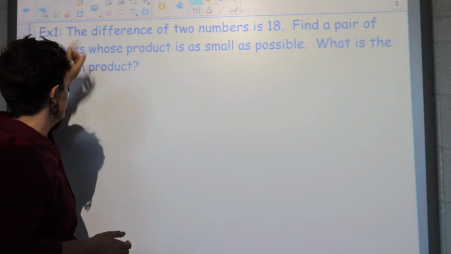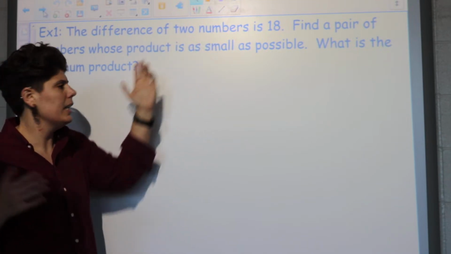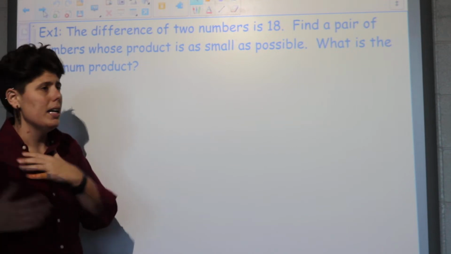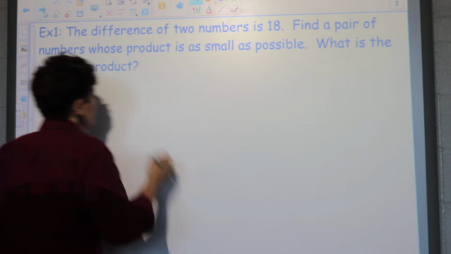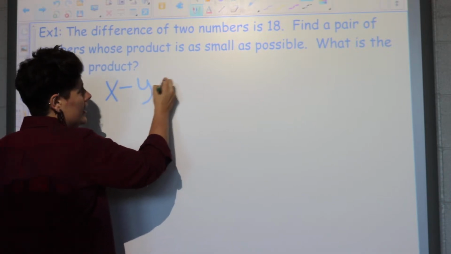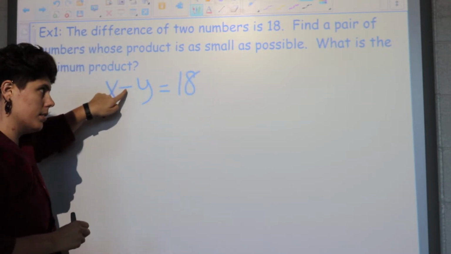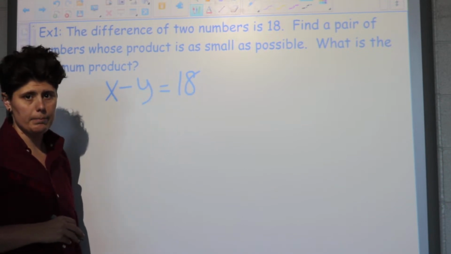So it says the difference, that means subtraction, of two numbers. Any two numbers you want. Now when I have unknowns, I like to go to x and y. If you want to use a and b, it's up to you. But I know that some number x minus some number y has got to equal 18, because it says the difference of two numbers. So I subtracted two numbers, I got 18.